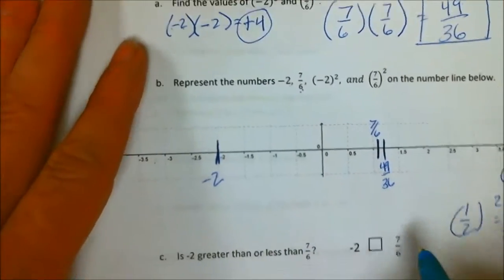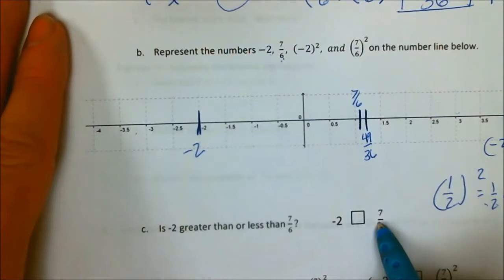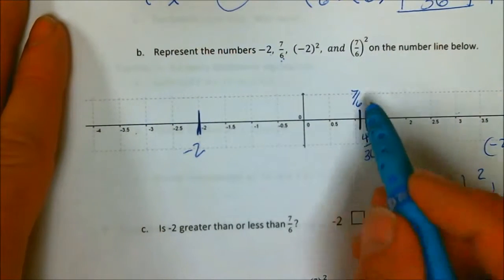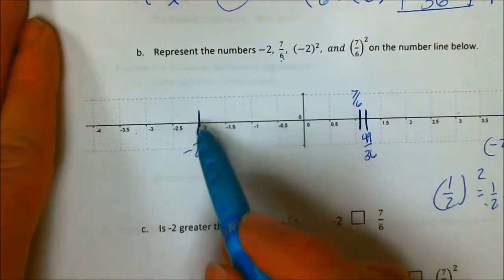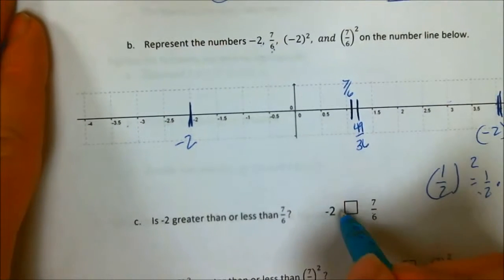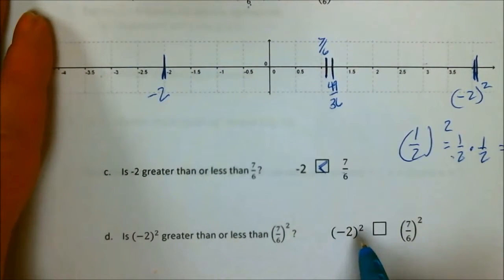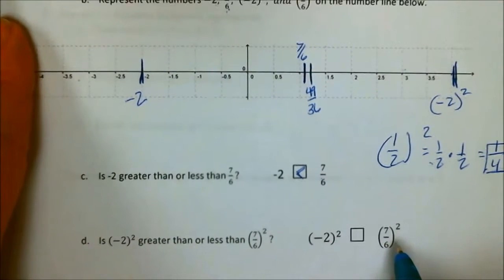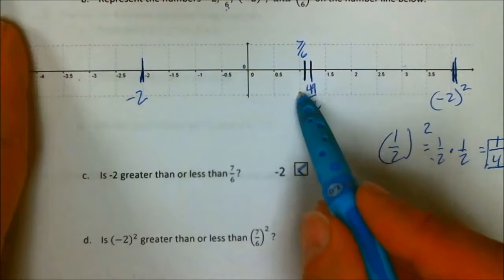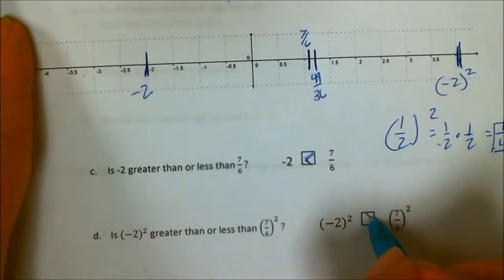So then I asked you, is negative 2 greater than or less than 7/6? Well, all you have to do is look at this number line. Negative 2 is to the left, so it's less than 7/6. And is negative 2 squared greater than or less than 7/6 squared? Well, there's 7/6 squared. And there's negative 2 squared, which means it's greater.